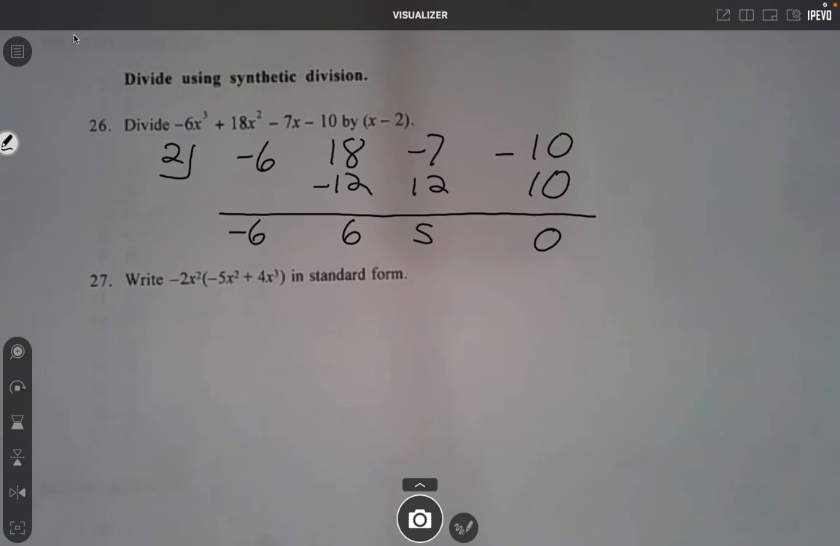But don't forget, if this one started with a third power, what's this one going to start with? A square, a 2. So I'm going to have negative 6x squared plus 6x plus 5. That is the final answer. Is everybody okay with that one?